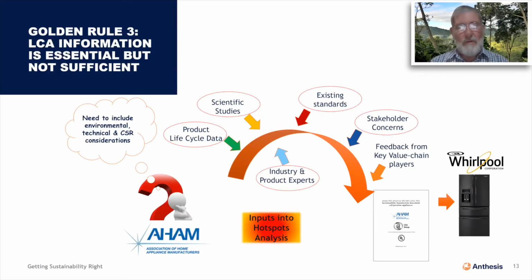The third one, life cycle information is essential but not sufficient. This was some work that we had done with the Home Appliance Association in the US, but they wanted to come up with criteria and standards for greener appliances. So we did LCA work, but in addition to the LCA, which helped us with hotspot analysis, they needed scientific studies on what are the materials of concern, what are the existing standards, and stakeholder concerns.